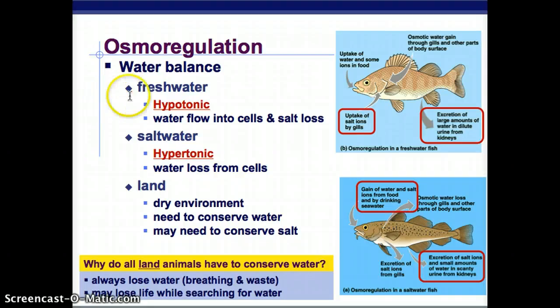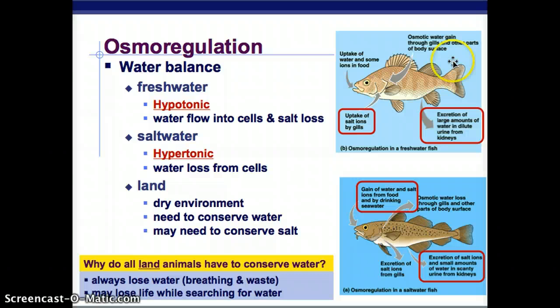All right, so fish in fresh water, for water balance, it's hypotonic, where the water will flow into the cells because it's a lower pressure in the cells, so it goes into the lower pressure region, the path of least resistance, if you will. So water flows into the cells and it loses salts. Whereas in salt water, they'd be hypertonic. So there's a higher pressure in the cells than outside the cells. So it loses water from the cells, does not lose salts. And on land, it's a very dry environment, so those animals have to conserve water and will likely need to conserve salt.